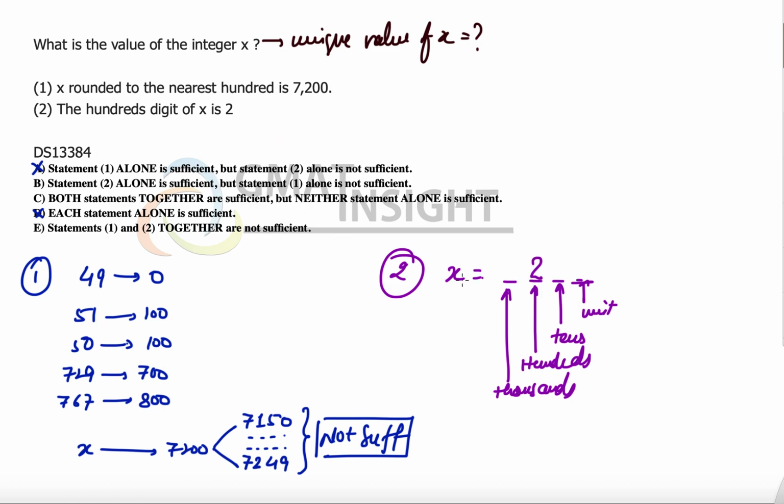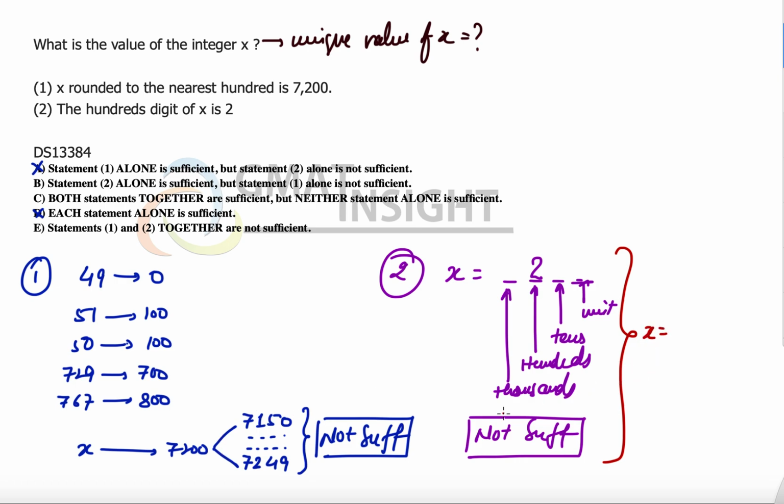So obviously we know nothing about the other places, therefore the second statement is clearly not sufficient, because the number can be of any type. We only know one digit of the number. Not sufficient. After combining the two statements, we now understand that there are so many possibilities that x could have.